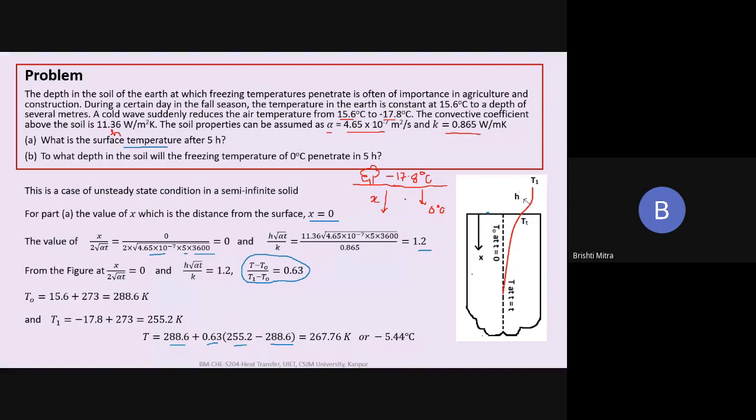So even though the air outside is at a temperature of minus 17.8, the surface temperature only comes down to minus 5.44 after a period of 5 hours. Only 5.44 after a period of 5 hours. So minus 17.8 becomes minus 5.44. Now the next thing we have to do is find at what distance the temperature is equal to 0 degrees centigrade.